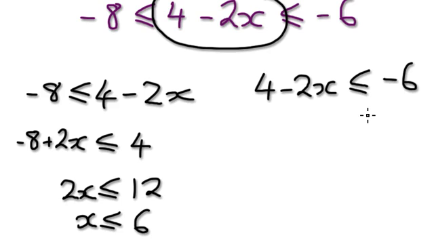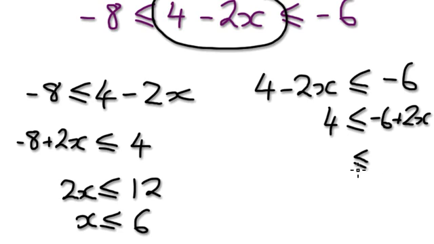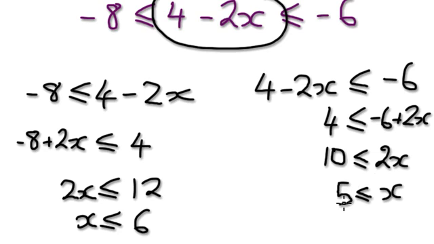Now going back to here, add 2x to both sides. So this will be minus 6, and then you add 2x. Sorry, add 2x to both sides. So this will be 4. And then add 6 to both sides. So this will be 10, and this will be 2x. And then x has to be bigger or equal to 5.